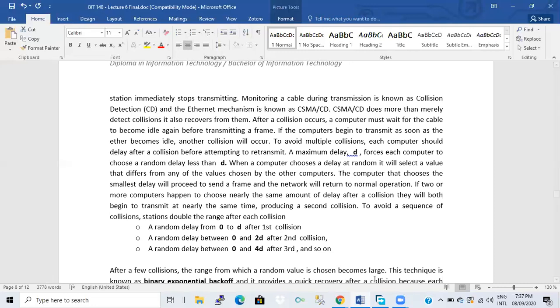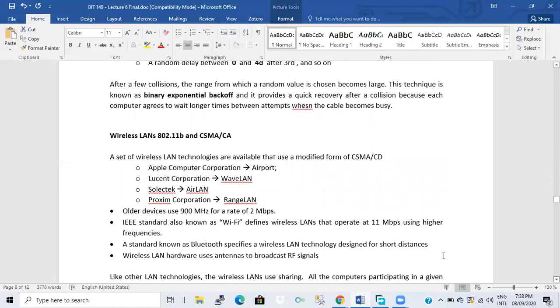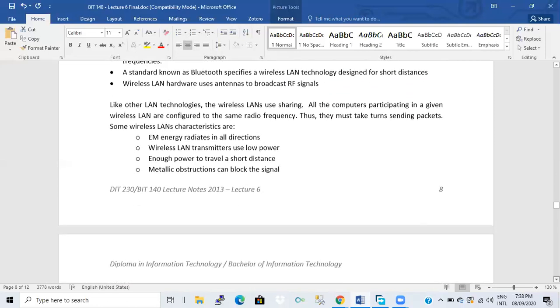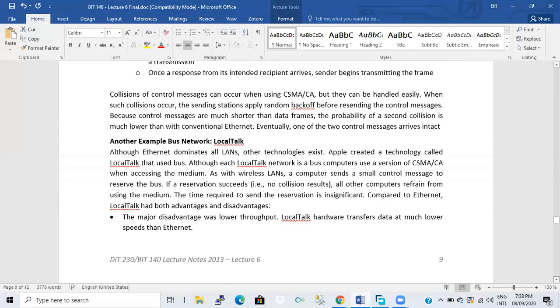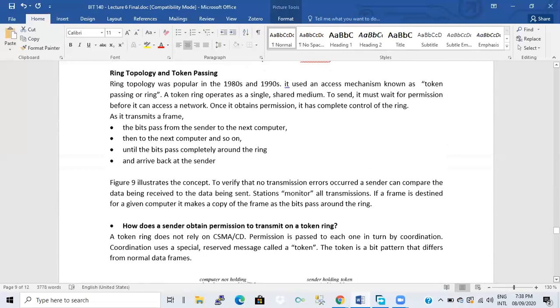I may not really ask you on this, but you can just read more so that you get to understand. This as well I just want you to read on, but don't expect me to ask you questions on the wireless LAN 802.11b technology. Just read on so that you can have a better understanding, but don't expect me to bring any questions from there. The same applies to another example of a bus network, which is LocalTalk. Just read on that, but don't expect me to bring any questions from that.